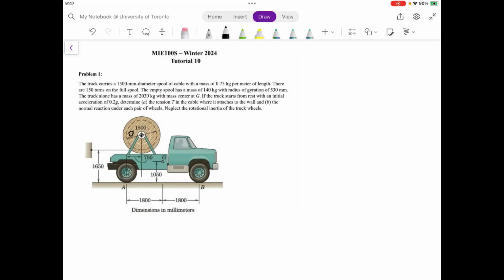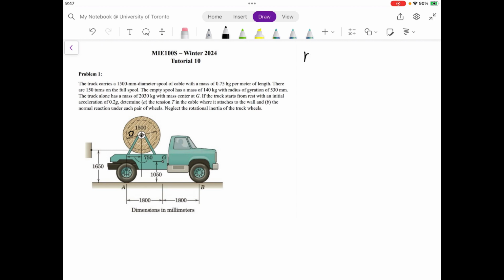Tutorial number 10, question number 1. The truck carries a 1.5 meter diameter spool of cable with a mass of 0.75 kilograms per meter of length. If the truck starts from rest with an initial acceleration of 0.2 standard gravity, we need to determine the tension T in the cable where it's attached to the wall.